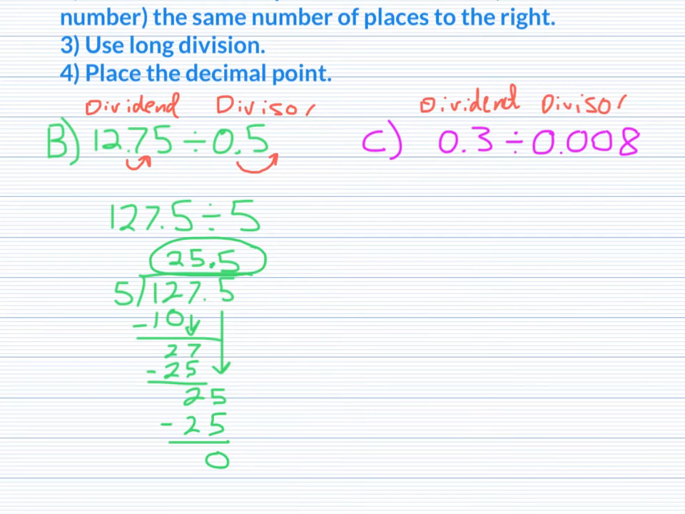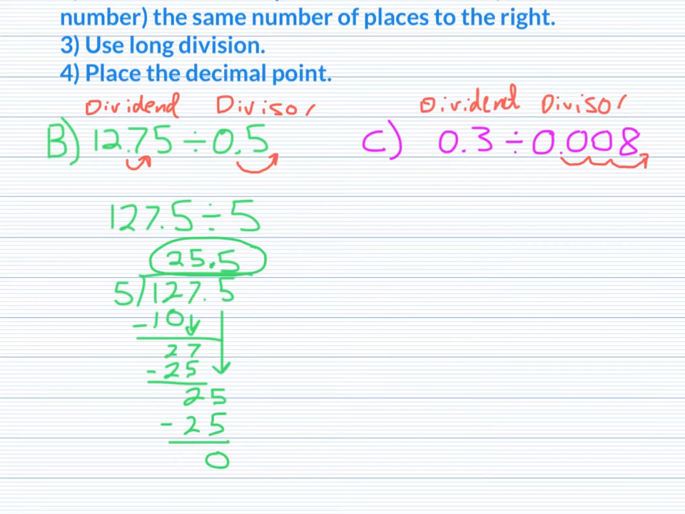For our final example tonight, we have a little bit of a weird one here. We have 0.3 divided by 0.008. So we're still going to do the first step, which is move this decimal over for the divisor, right? So I have to move it over 1, 2, 3 places to create a whole number, and that way I'm just dividing by 8. Now, we have to move the decimal for the dividend over the same amount, and that's where it gets a little tricky.